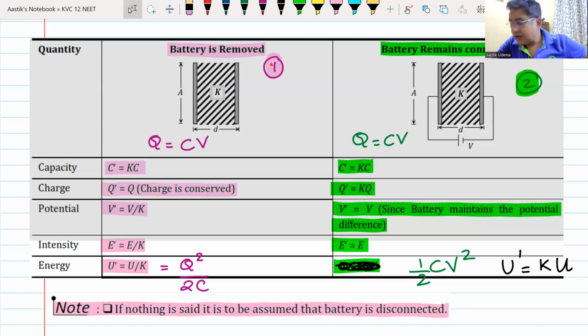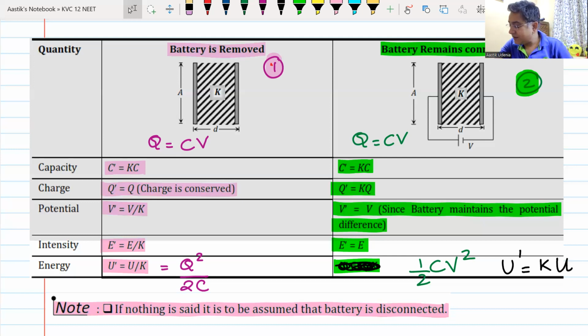Then if we do the same thing with the battery connected, what happens? If the battery remains connected, the charge on the capacitor becomes k times. The potential difference remains same. Electric field remains same, but the energy becomes k times. Do we already remember it now?